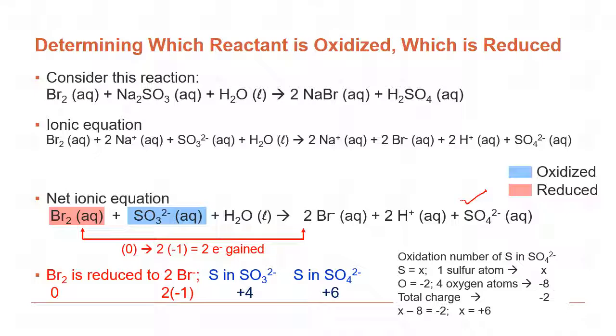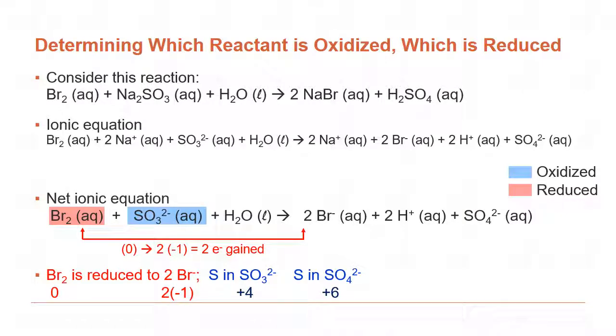So now we see that oxidation indeed involves the sulfite. I have an increase in the oxidation state of sulfur from +4 to +6. That's 2 electrons lost, which matches our 2 electrons gained. So that's an example of how we can use the net ionic equation to identify what's being reduced, what's being oxidized, and then how we would use oxidation numbers to see how many electrons are involved in the total transfer.